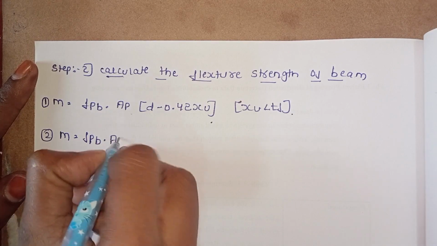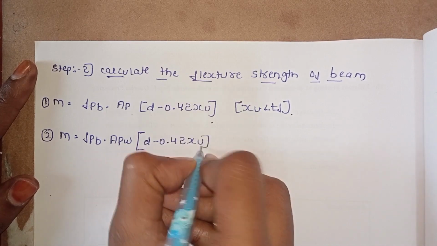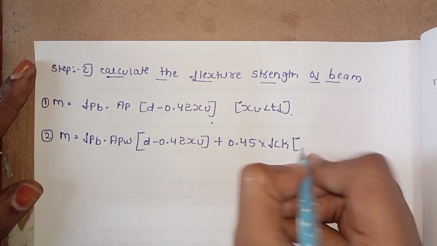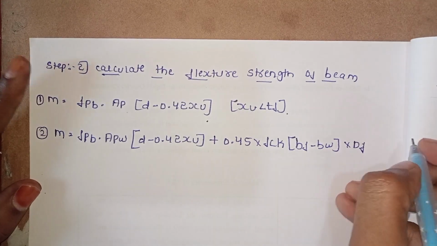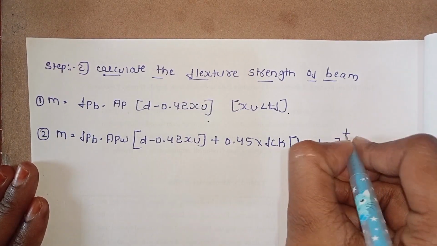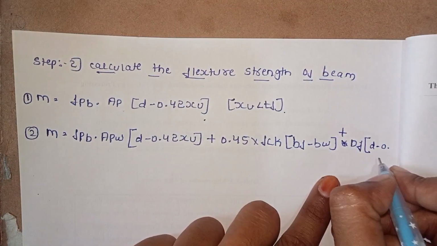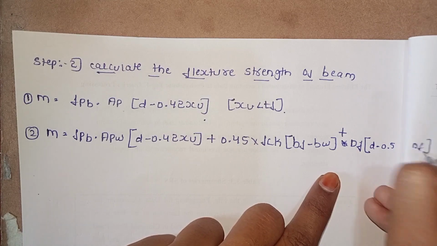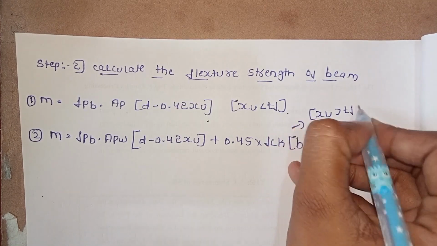FPB into APW into bracket open D minus 0.42 into XU, plus 0.45 into FCK bracket open BF minus BW into DF, this is plus, DF bracket open D minus 0.5 into DF bracket close. This formula is for XC greater than TF.